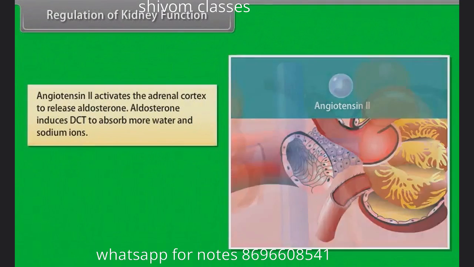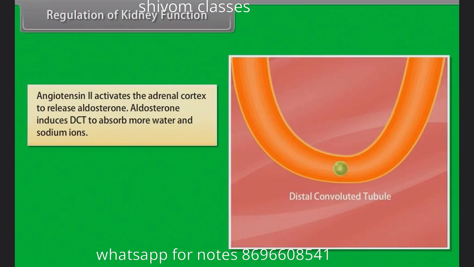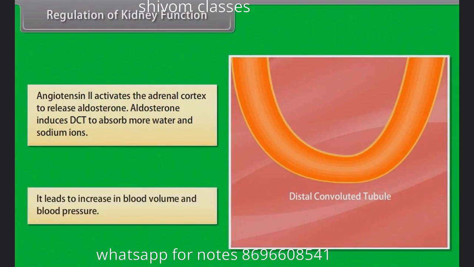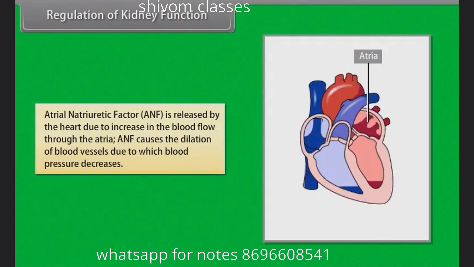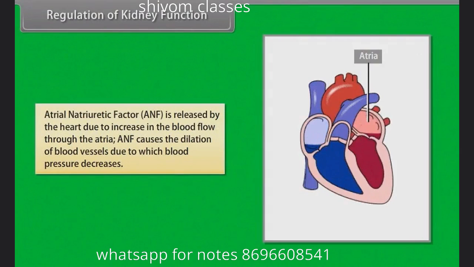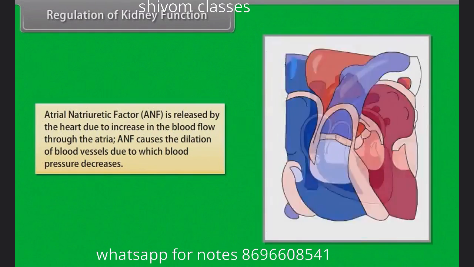Angiotensin II activates the adrenal cortex to release aldosterone. Aldosterone induces DCT to absorb more water and sodium ions. It leads to increase in blood volume and blood pressure. Atrial natriuretic factor (ANF) is released by the heart due to the increase in blood flow through the atria. ANF causes the dilation of blood vessels, due to which blood pressure decreases.